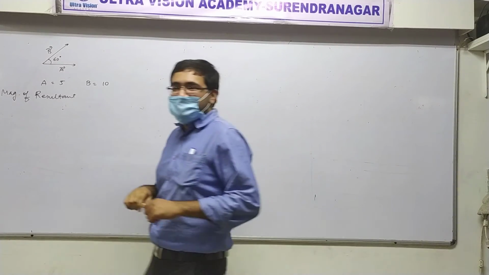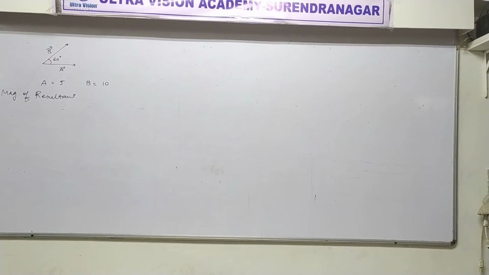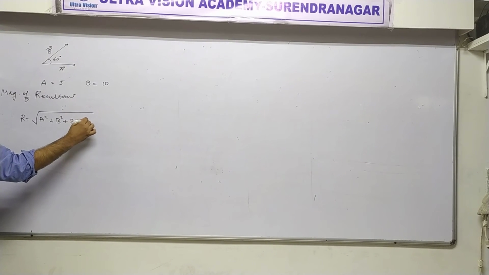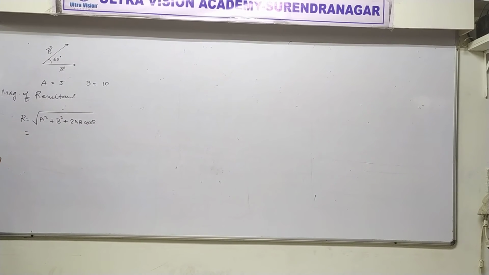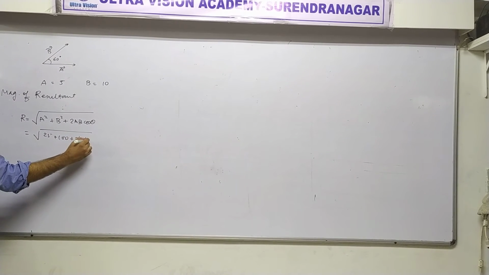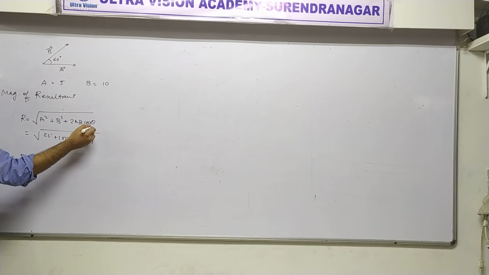Finished? Whatever comes in the root is fine. No need to use a calculator. R is equal to under root. What's the formula? A square plus B square plus 2AB cos theta. Right. Do we have all the values? Yes. So 5 square is 25, then 100, then 2 into 5 into 10 into cos 60.